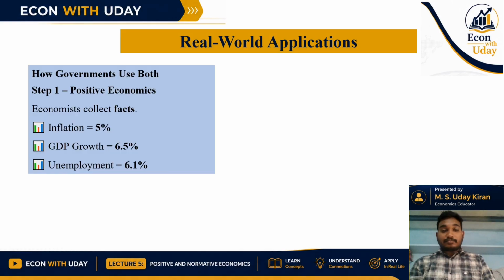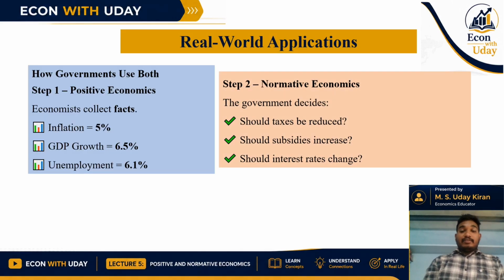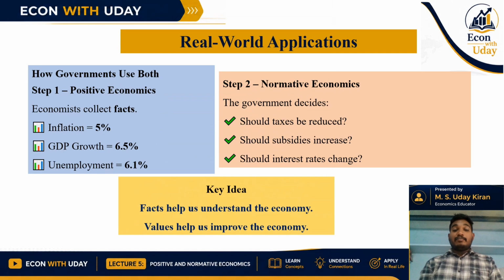6.1%. And in step 2, normative economics, the government decides whether taxes should be reduced or increased, whether subsidies should increase, or whether interest rates should change according to the facts and data. And here you can see the key idea: facts help us to understand the economy and values help us to improve the economy.